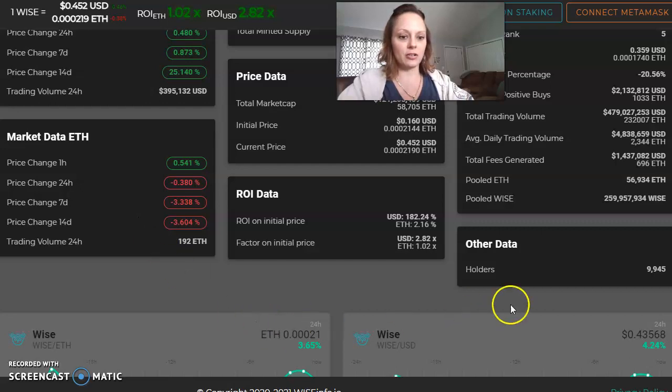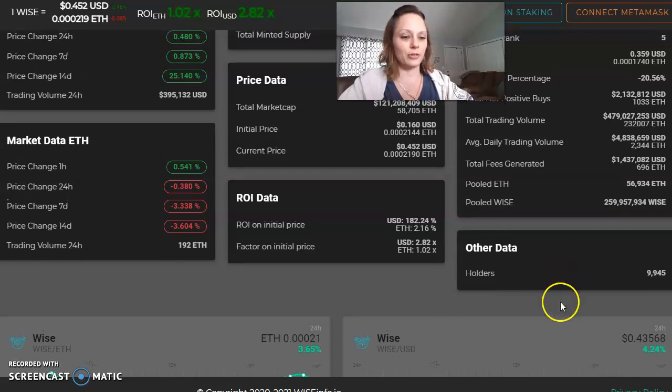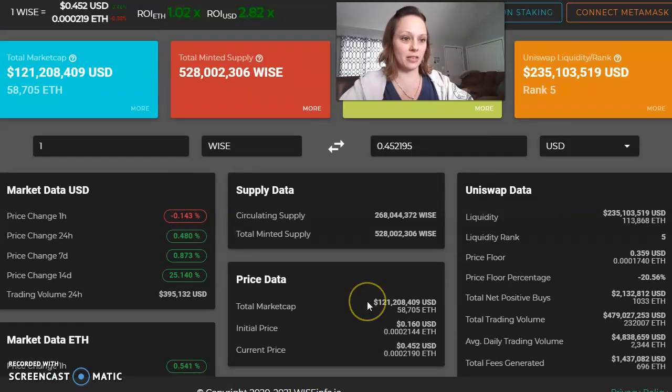As you can see here, the holders is now down to 9,945 holders, and I keep seeing that number decrease. The founder, Peter, it's not for lack of effort on his part. I see that he's really trying. He's trying to get information about Wise out there. He's really trying to get people to get the token and stake and get into the ETH Wise pair and add to the liquidity, which is great. But we need to see that increase in holders. So that's where we're at there. So I just wanted to quickly touch base on that.